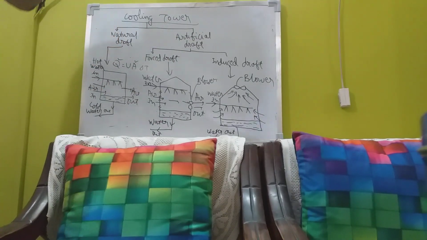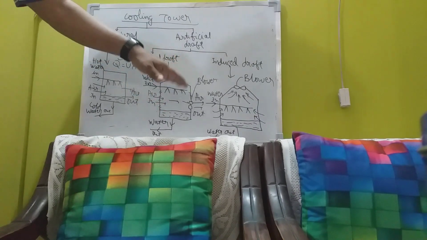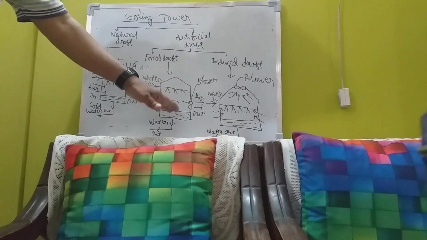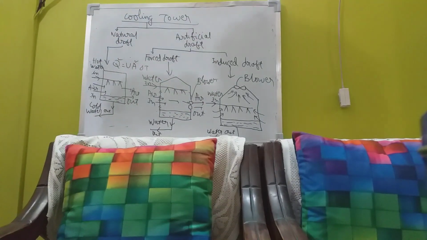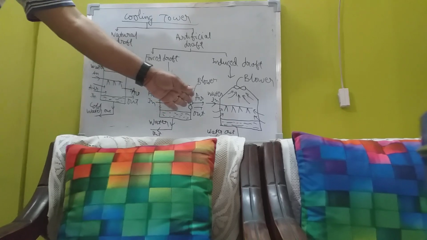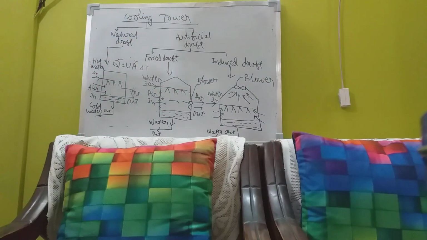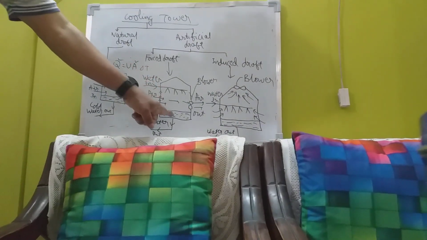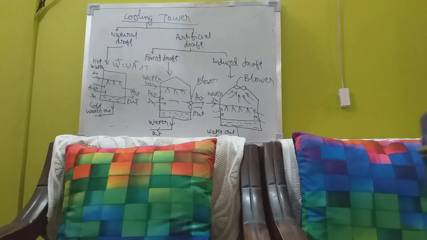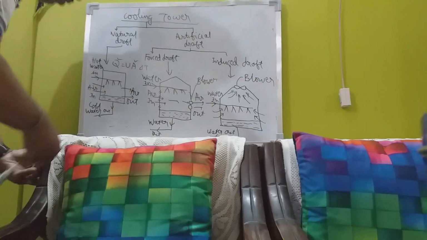As it sprinkles water, the surface area of water increases. As the surface area of water increases, the heat transfer increases, and the water gets more cooled because the latent heat is taken away by air. Air, which is comparatively cold because of the atmosphere, comes in and takes the latent heat. Water gets cooled, cold water comes here and then cold water goes out through this path.